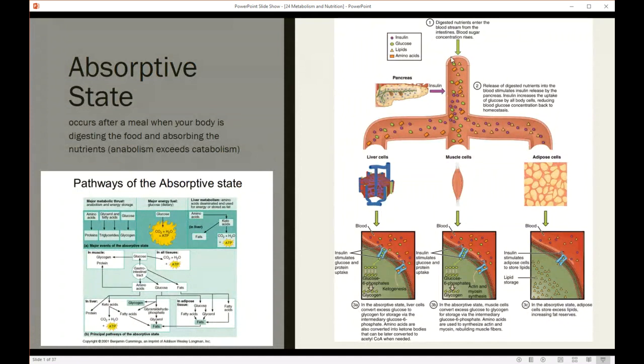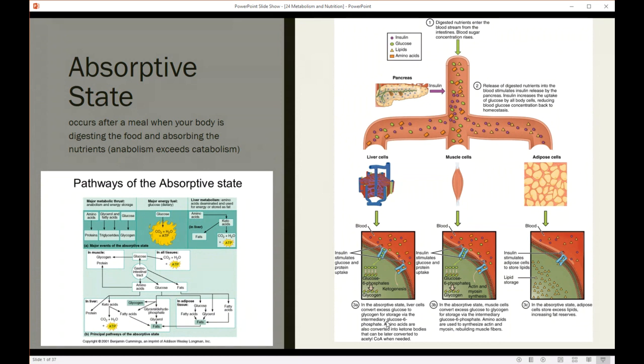So the absorptive state occurs after a meal when your body is digesting the food and absorbing the nutrients. So when we're absorbing and after we've eaten, we're doing more anabolism than we are doing catabolism. At this point, it's already been broken down, okay? So we've digested those nutrients, we've broken them down. They enter into the bloodstream, the blood sugar concentration rises. We are then going to start releasing more insulin so that we can take up that glucose by the body cells, okay? And then we're going to take up into the adipose cells, the muscle cells, and the liver cells, okay?